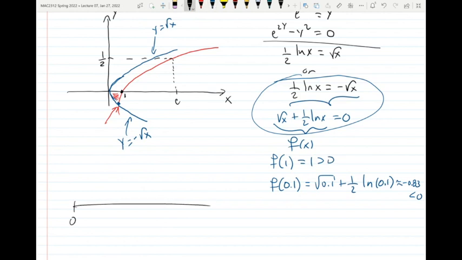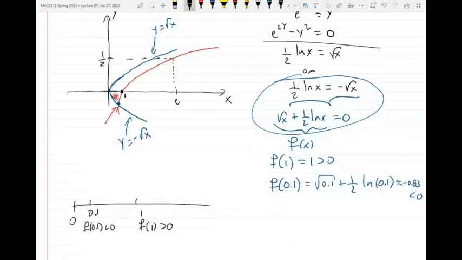Here is 0, which is a forbidden number, because ln is not defined at 0. Here is 0.1, here is 1, and we know that the value of the function at 0.1 is negative, and the value of the function at 1 is positive. Now, the function f is continuous. If at 0.1 it is negative and at 1 it is positive, remember, continuous means you can draw it without lifting your pencil. What do you think is going to happen?